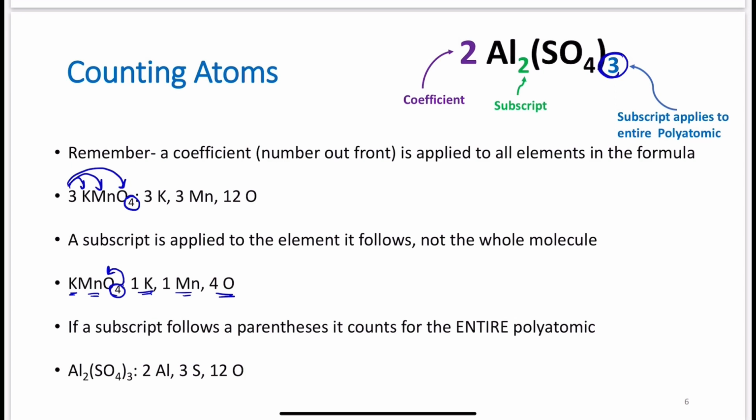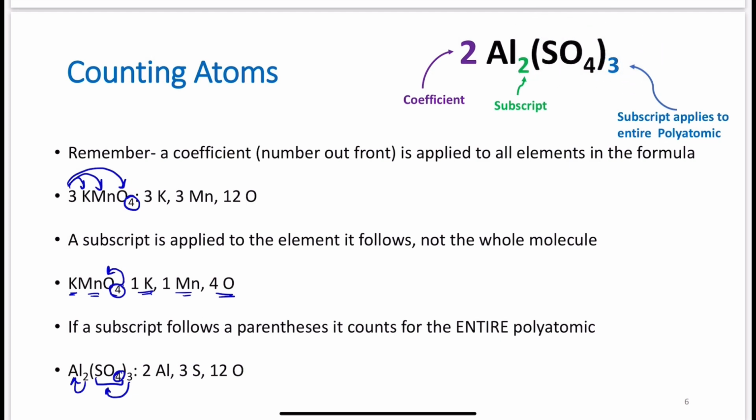This applies to this entire polyatomic, which means I've got the 2 in front of the aluminum, 2 aluminum, but the 3 in front of the polyatomic. So I've got 3 sulfur, but 3 times 4 for the oxygen. So that goes to that, this goes to the entire thing, but I did tend to that 4.